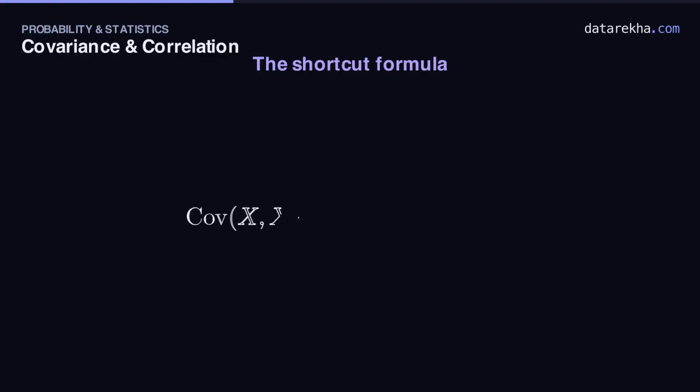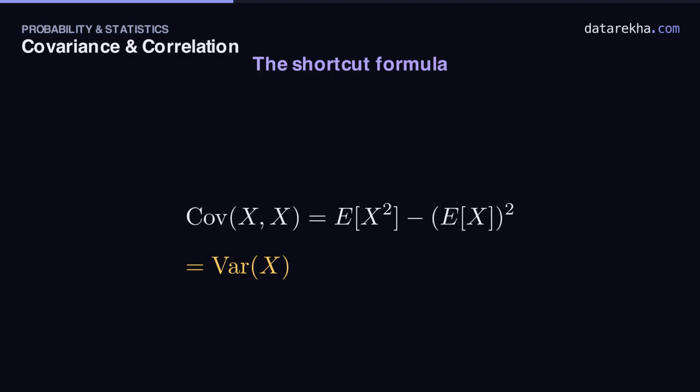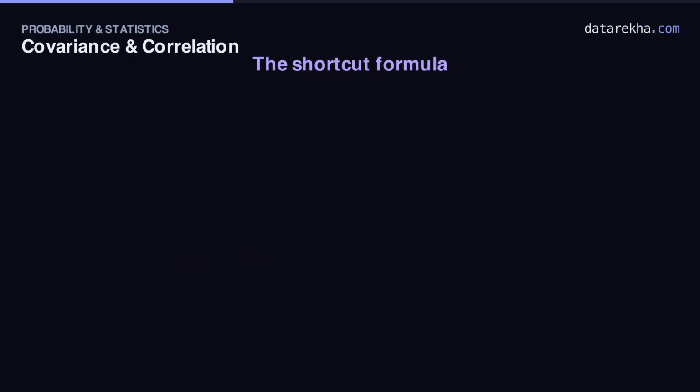And a lovely special case hides inside it. Let y just be x itself. Then covariance of x with x becomes E of x squared minus the mean squared, which is exactly the variance. Variance is nothing but a variable's covariance with itself.